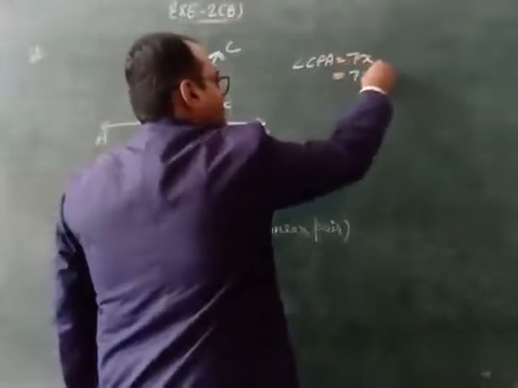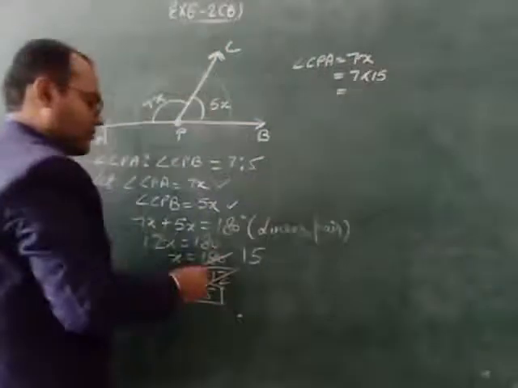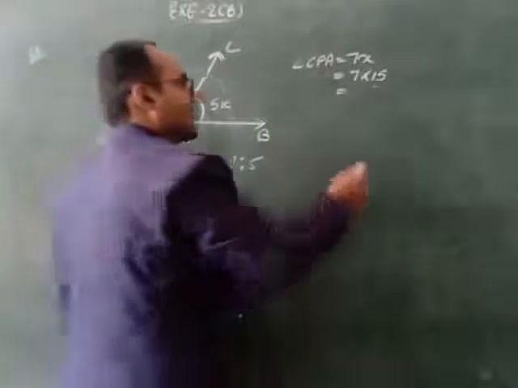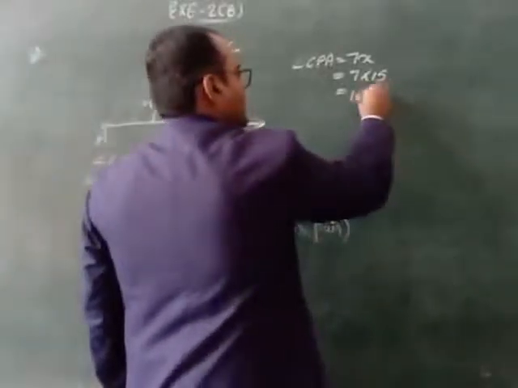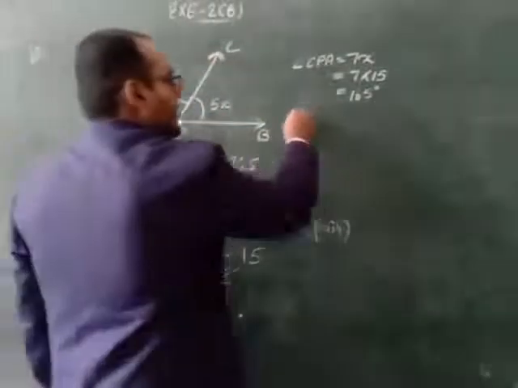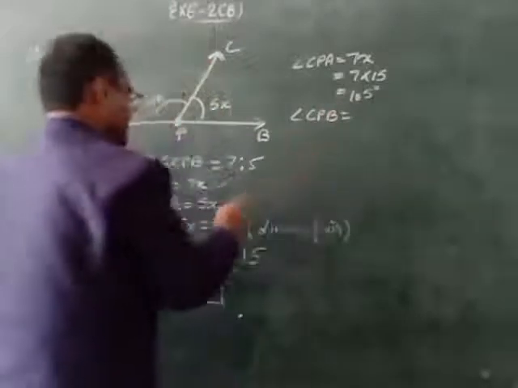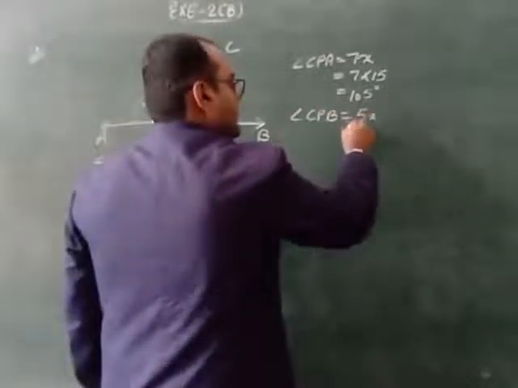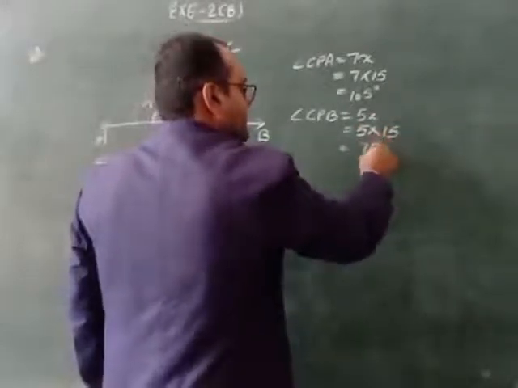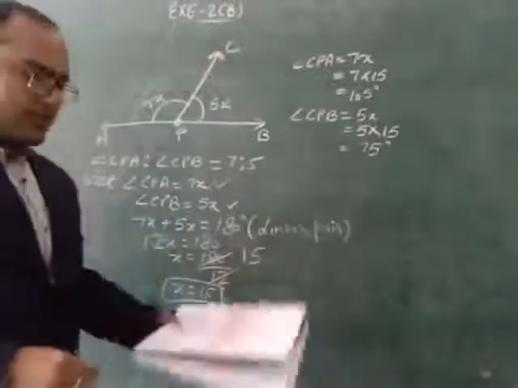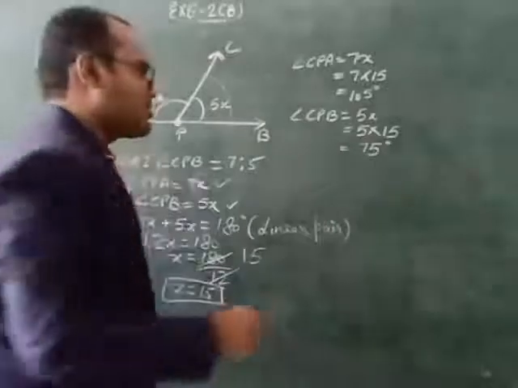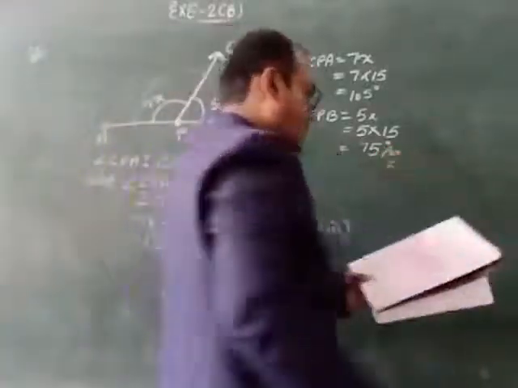So CPA answer is 7x. That means 7 into 15. Why we are putting here 15? Because value of x is 15. So when we multiply them, we will get 105. This is the answer of angle CPA. Another angle is CPB. CPB answer is 5x. So 5 into x value 15. On multiplying them, we will get 75. So both angles we got here. First angle is 105 and second angle is 75 degree. So like this you have to do question number 10.